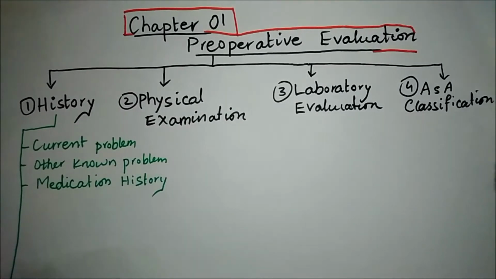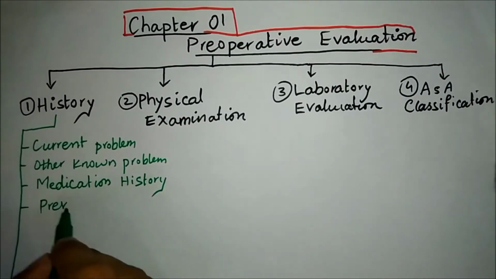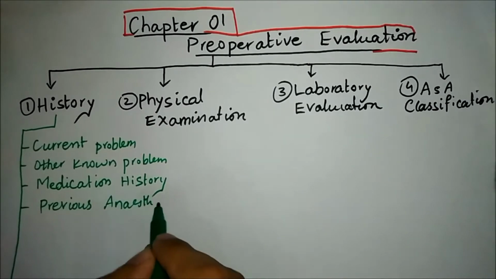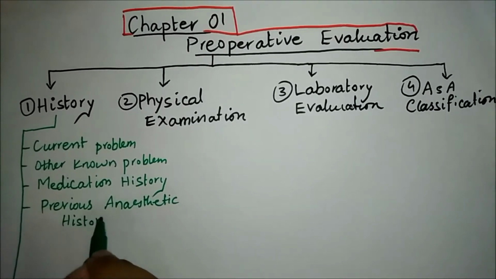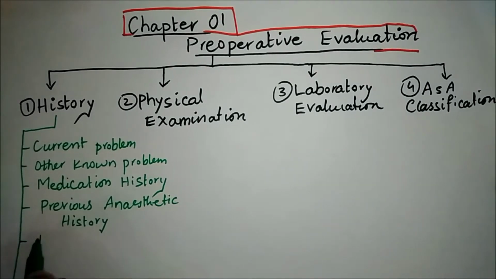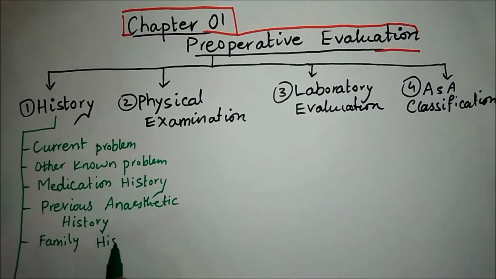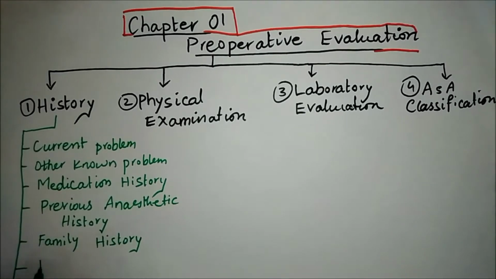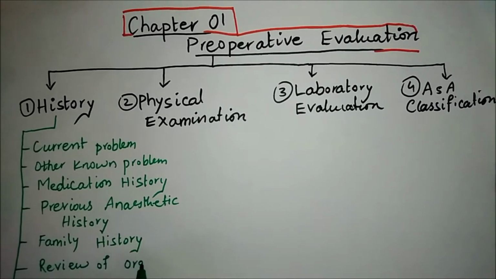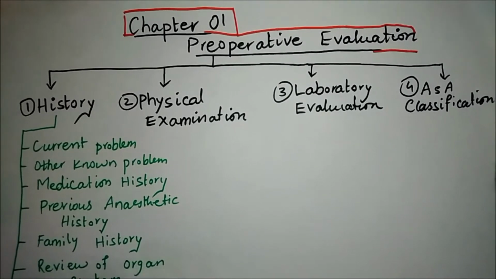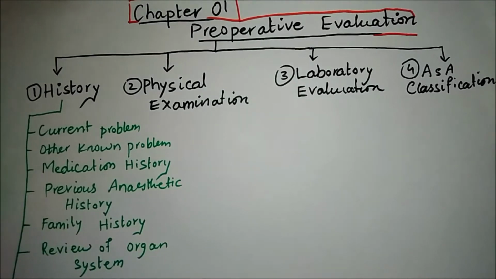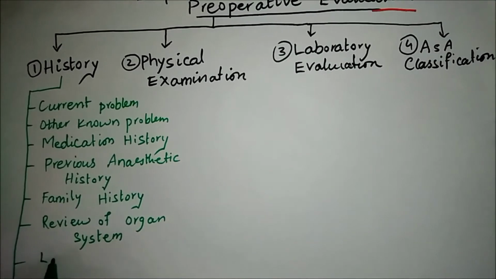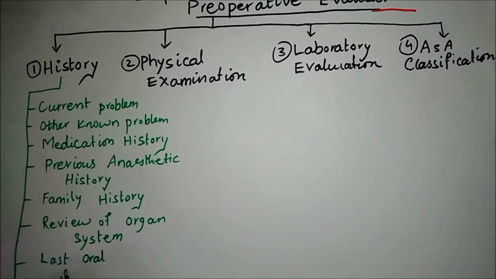He should be asked about previous anesthetic history and what was his experience if he had a surgery before. He should be asked about family history of malignant hyperthermia, etc. Every organ system should be reviewed and questions should be emphasized on cardiovascular, pulmonary, endocrine, hepatic, renal and neurological organ systems, and a positive response to any of these questions should prompt more detailed inquiry. Last, his oral intake should be asked about.